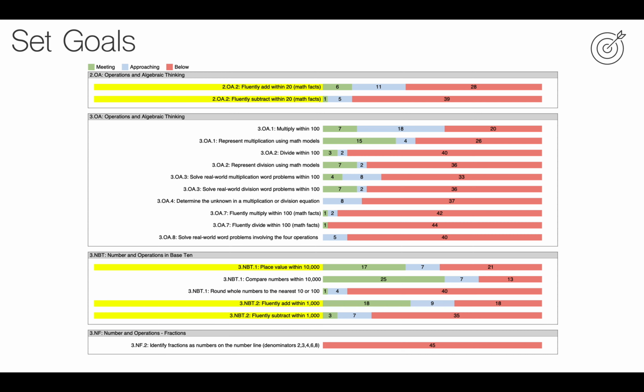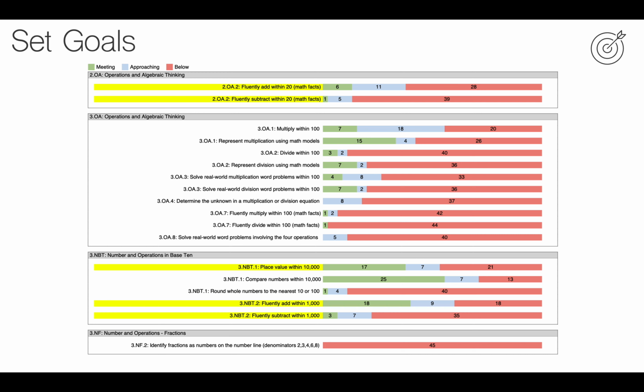I'm not going to work on comparing numbers or rounding numbers until I know I have those other pieces solidified, right? Because place value within 10,000 is more foundational, and we're going to rely on that for comparing numbers and for rounding numbers. So we want to go back and get these foundational pieces in place and solidified. I'm not even going to look at multiplication and division yet, right?